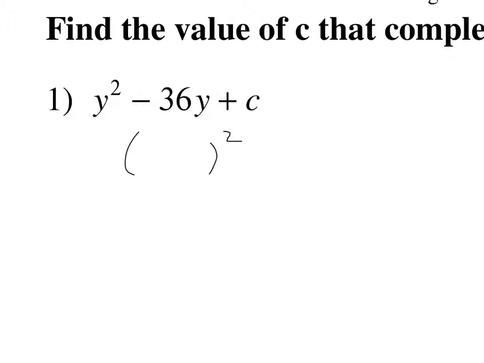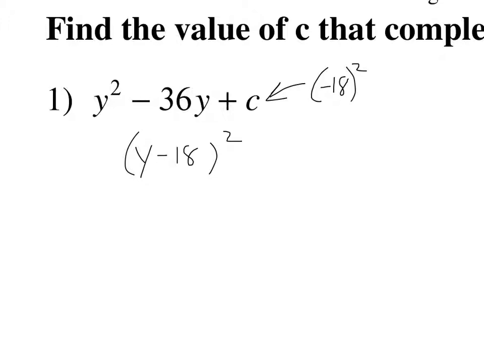Give yourself the binomial squared. Y goes in front. And now we've got to take half of negative 36. What's half of negative 36? Negative 18. Okay, so now to find c, what do we do with that negative 18? We square it. Yeah, c is going to be negative 18 squared.